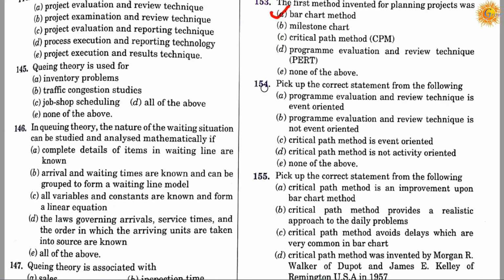Question number 154. Pick up the correct statement from the following. Option A, program evaluation and review technique is event oriented. Option B, program evaluation and review technique is not event oriented. Option C, critical path method is event oriented. Option D, critical path method is not activity oriented, and option E is none of the above. Correct answer is E. It means the correct statement from the following is none of the above.